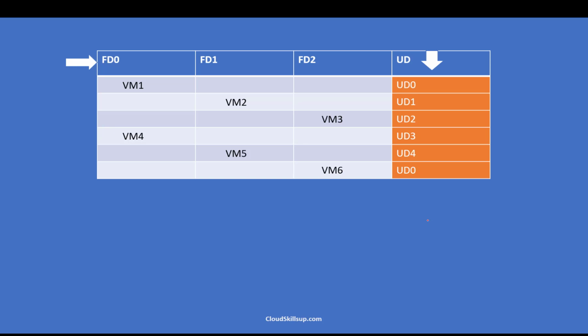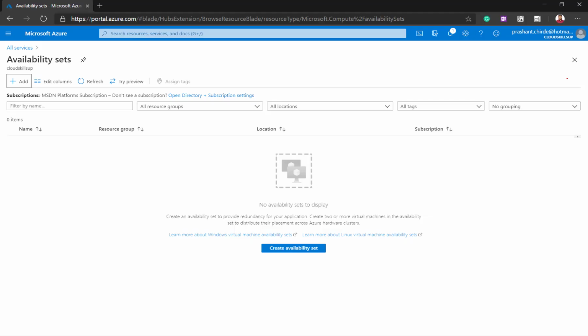In the same way, you can configure your update domains up to 20, and according to this distribution, your virtual machines will be placed. You can do the calculation of how many VMs will be available to serve your application when a fault domain goes down, or if a particular update domain goes down. Let's move to the portal and see how we can configure the availability set.